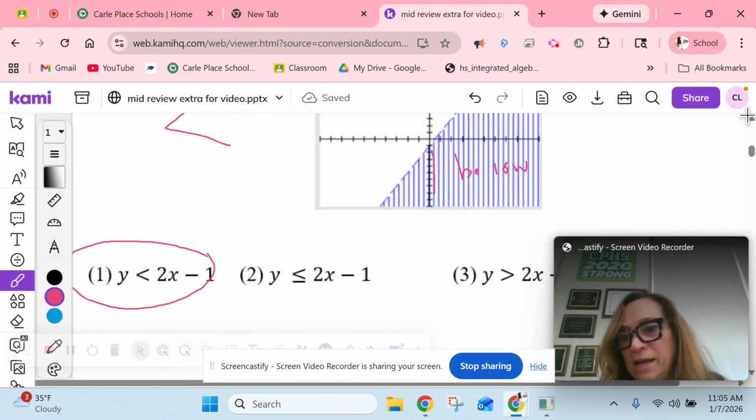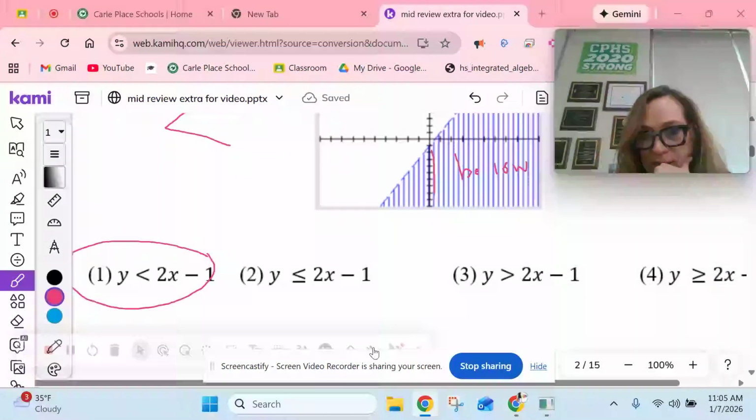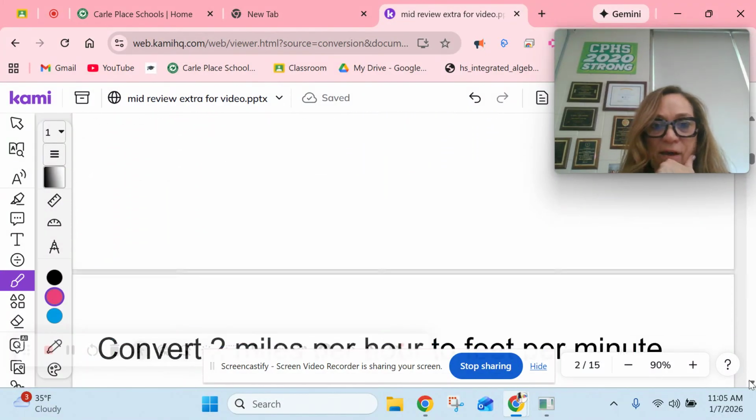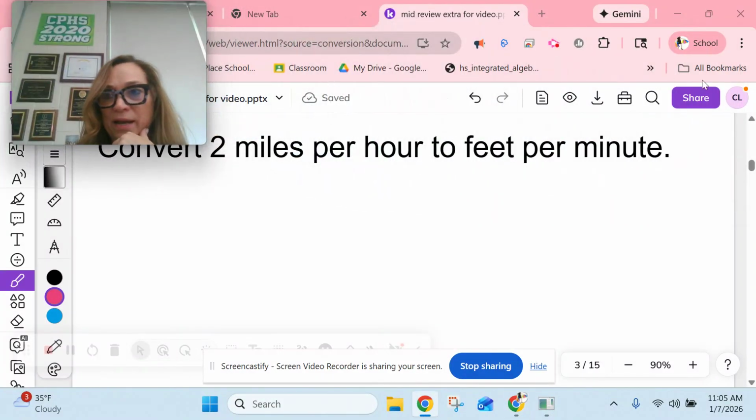Okay, here we go. I'm going to move this because I might have to figure out how to make this a little zoomed better. That's better. Okay. All right, here we go.